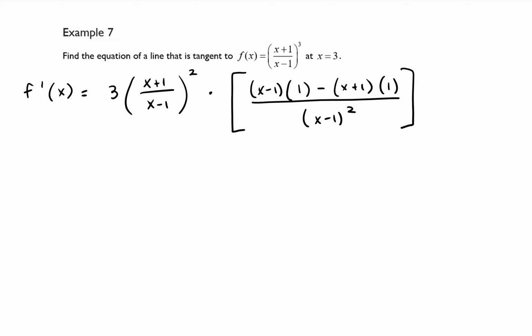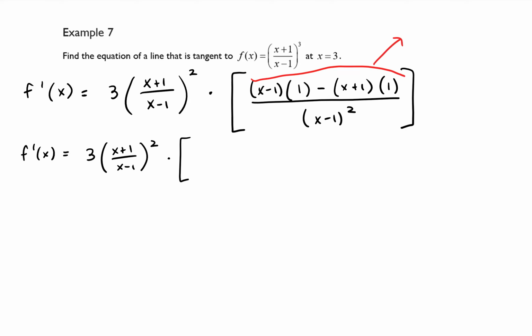Okay, so let's simplify that a little bit. We have f prime of x is equal to 3 times x plus 1 over x minus 1, squared, times... I'm going to simplify this off to the side over here. So the numerator of this thing is going to be x minus 1, and then if I distribute this in, because the 1 is not going to do anything, it's just going to keep it the same, if I distribute the minus sign in, I get minus x and minus 1.